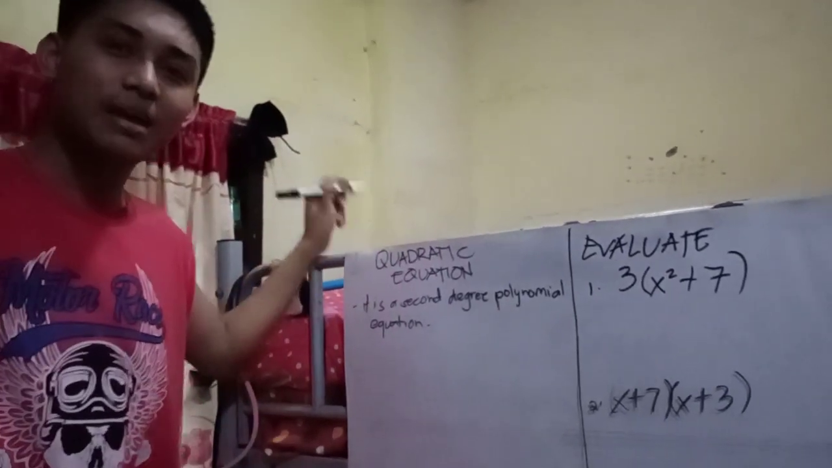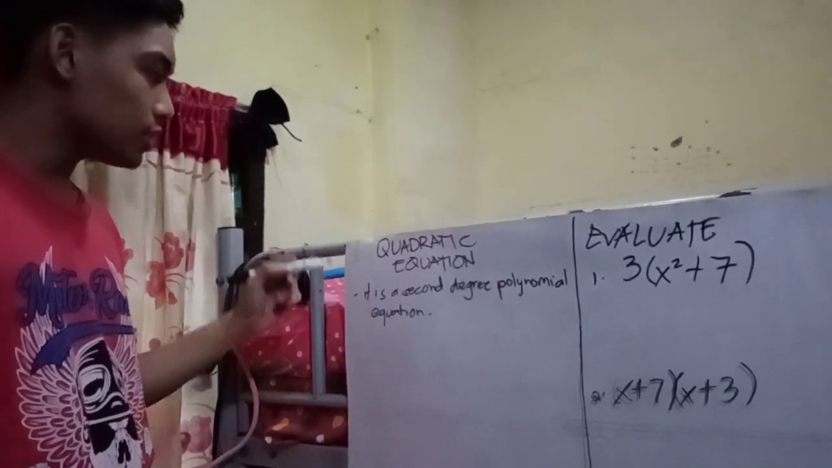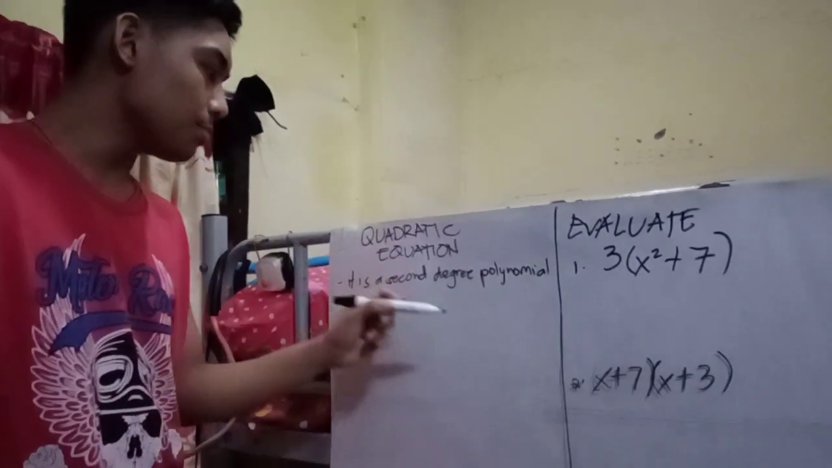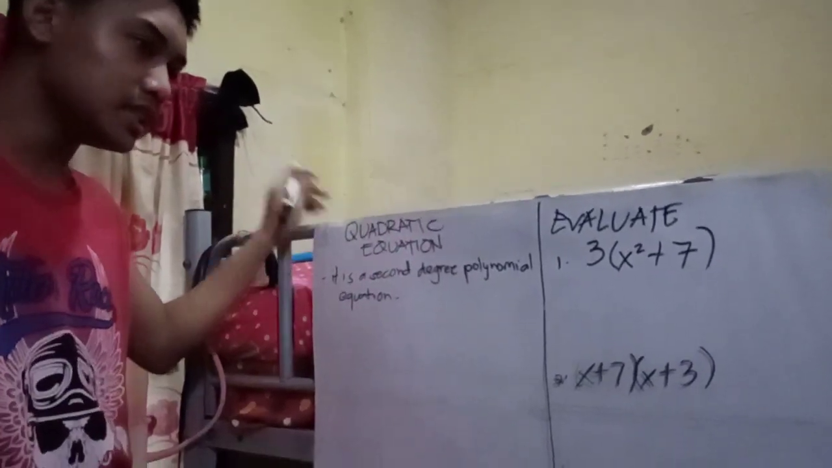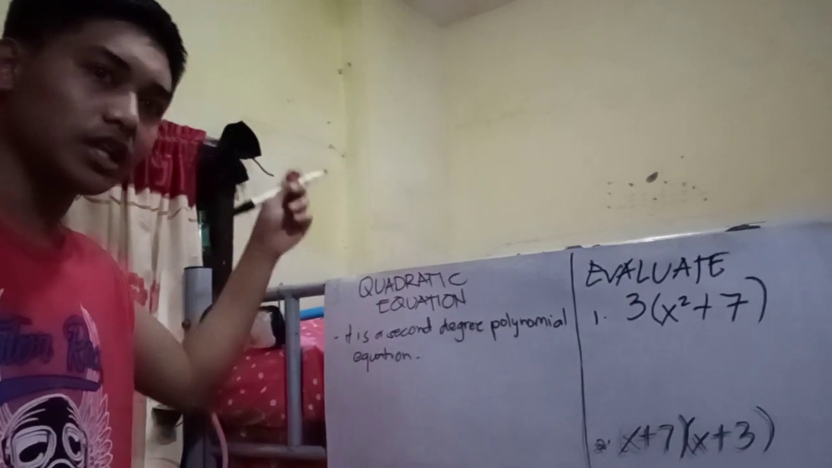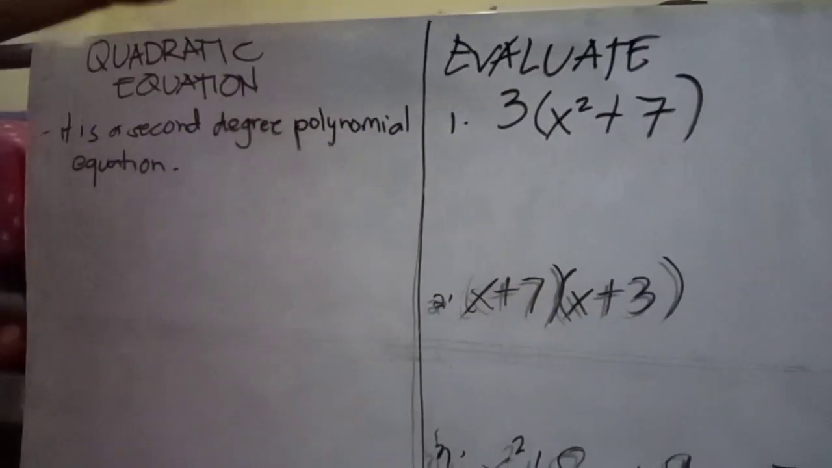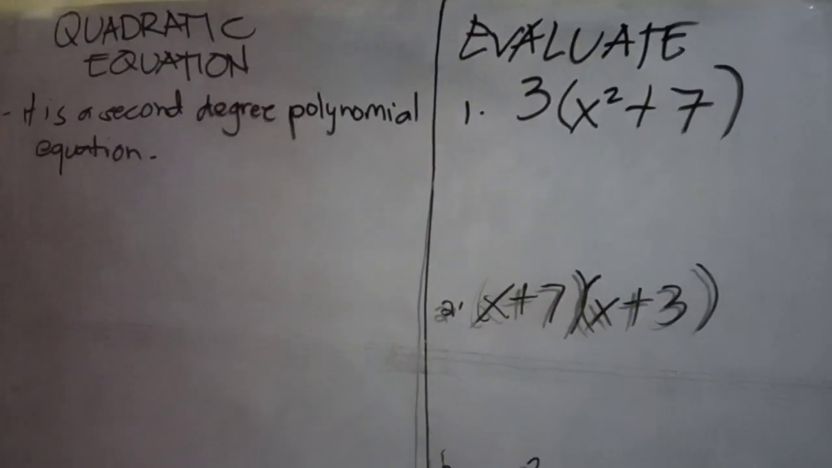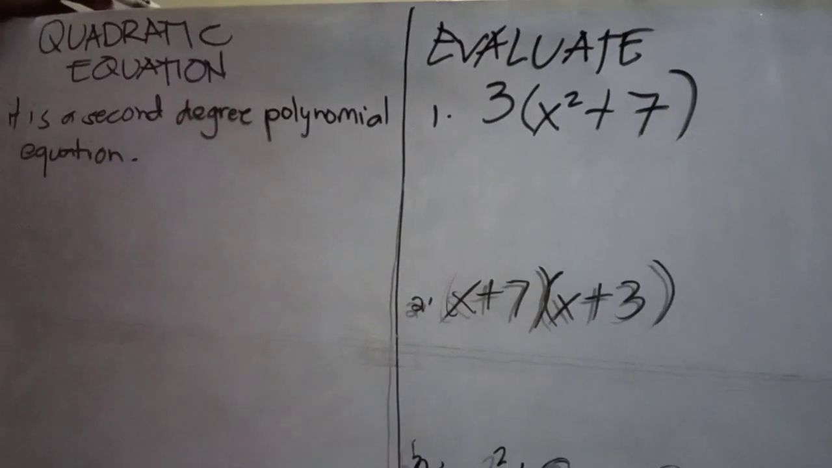So now, our topic for today is the quadratic equation. When we say quadratic equation, it is a second degree polynomial equation. This lesson is recommended for incoming grade 9 students, or also for grade 10, since it can be taught again in grade 10, and there can be advancement.